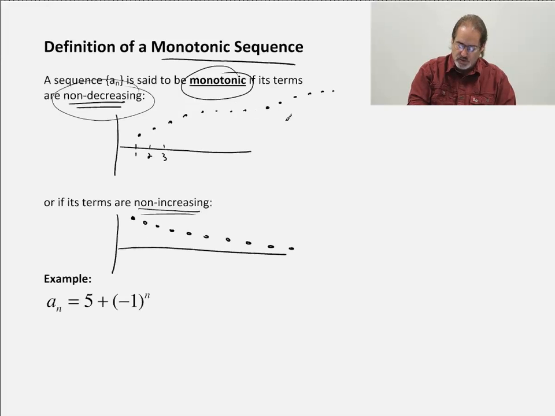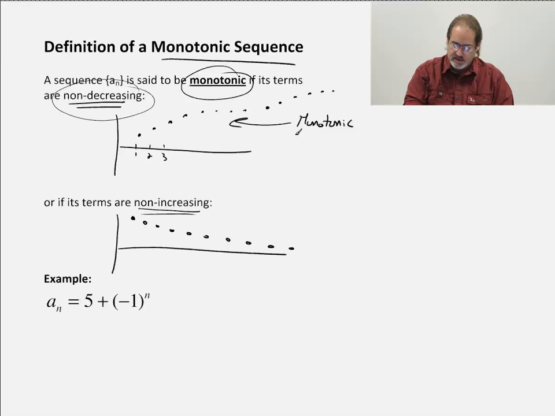Something like this one, we would tend to think of as being specifically monotonic increasing. And this I would think of as being monotonic decreasing.